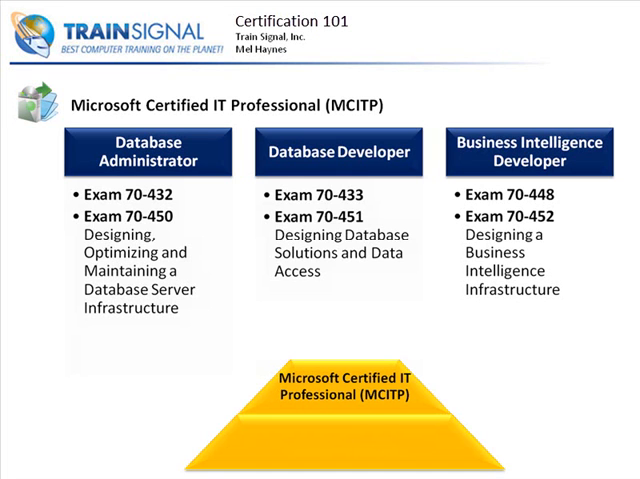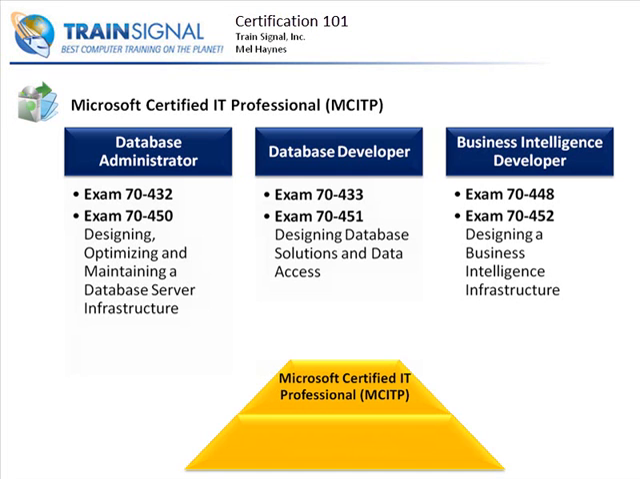If you're doing the database developer, going on to do the 70-451 on top of the 70-433 will get you the Designing Database Solutions and Data Access Database Developer certification, your MCITP. And then the same thing for BI. There's an additional exam that'll move you up a level. It's the exam number 70-452. So MCITP certification is based upon 2 exams.